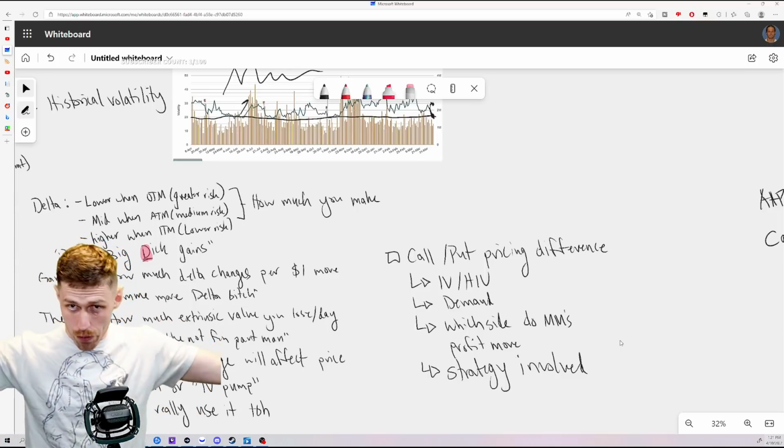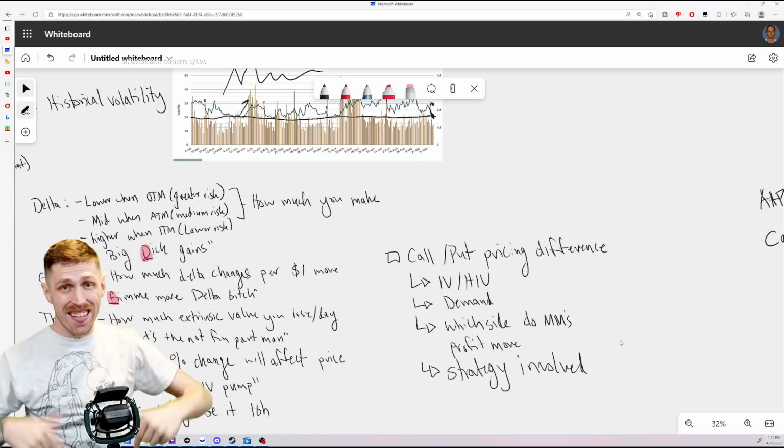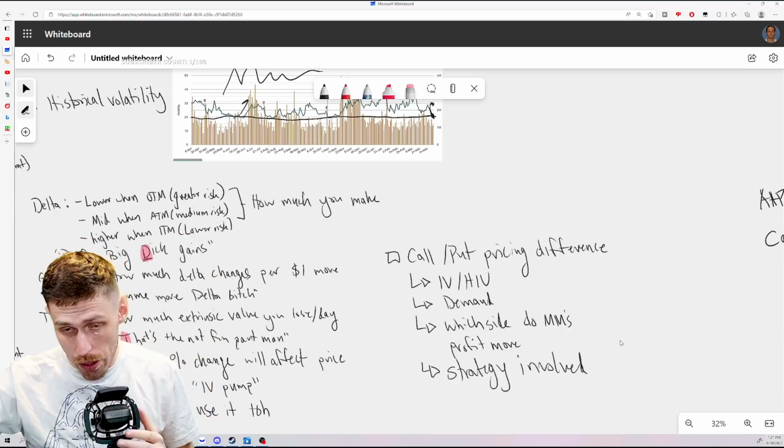They don't favor a side. They don't give a fuck. They make money on both sides, up and down. That's their job. They have to do that, right?